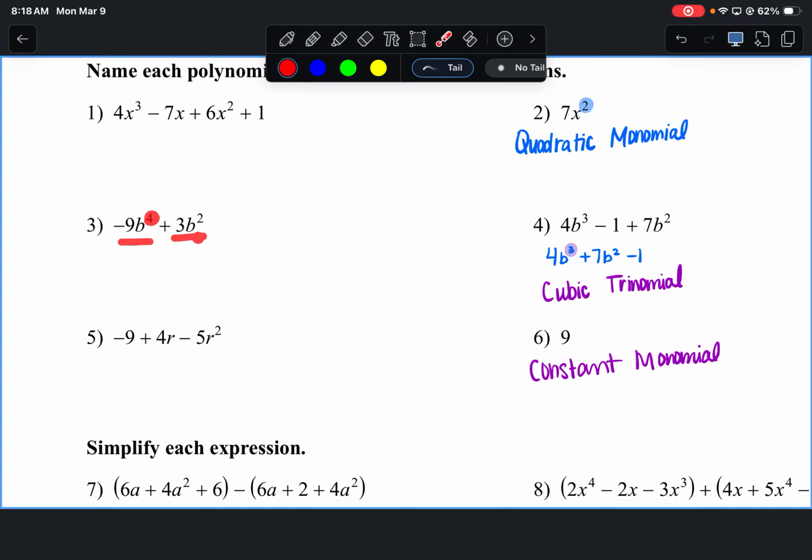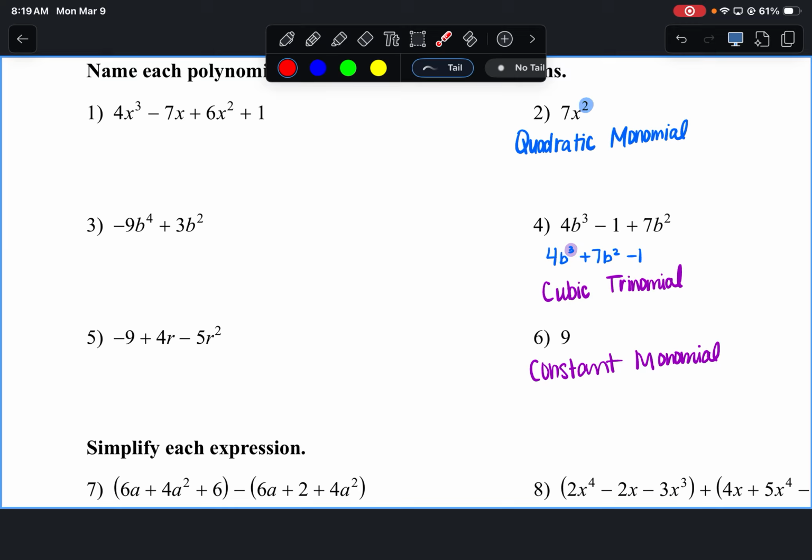Number 5. What's the biggest exponent in number 5? Squared. So that makes it quadratic. And how many terms is it? 3. So that makes it trinomial. So it is a quadratic trinomial. And then you would put those in standard form as well. So now, that is the first section.